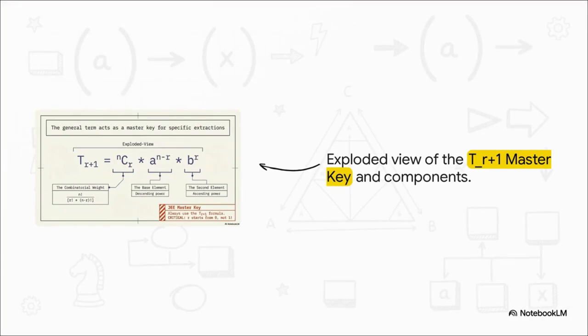Let's break that master key down. You can cleanly separate the combinatorial weight, that's the nCr part, from the descending power of the first base element and the ascending power of the second. It's basically a three-part machine. But whatever you do, you must never ever forget the ultimate JEE warning. r starts at 0, not 1. That means your very first term happens when r is 0. Forget that and your entire calculation just totally shatters.